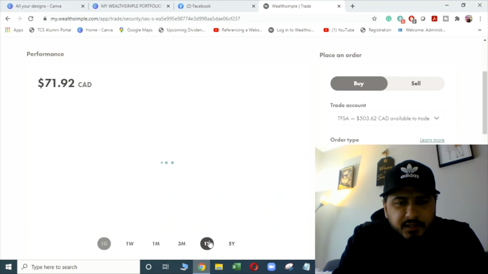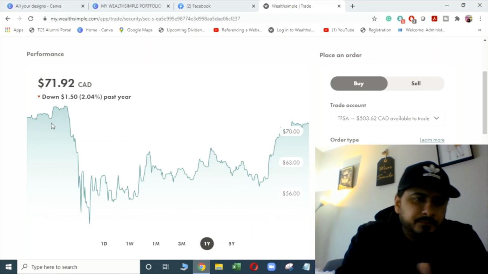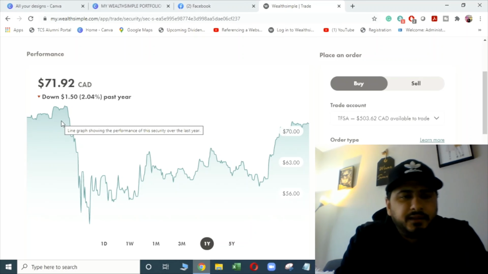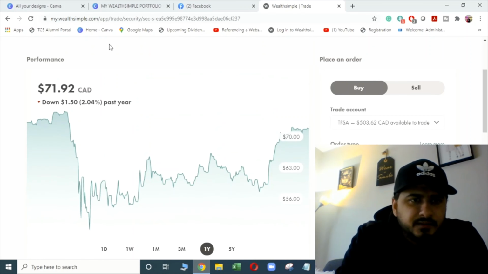As you can see, in the year 2020, when the stock was down, it slowly and gradually has picked up pace, and it's about par with the previous stock price. It's now near about down by 2%, which is not a big difference.